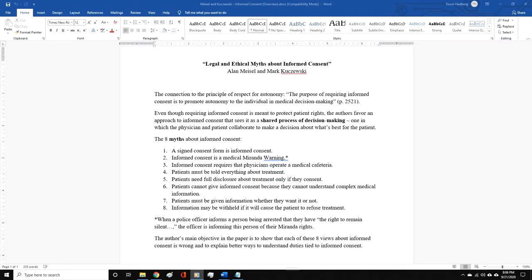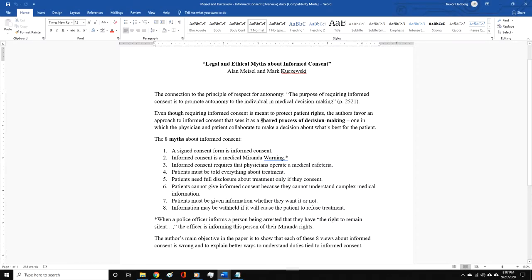So, what is this article about? Well, at its core, it's about the concept of informed consent, which has its roots in the principle of respect for autonomy. Thinking back to the major principles of bioethics, this is the principle that forms the anchor for informed consent. In the author's own words, the purpose of requiring informed consent is to promote autonomy of the individual in medical decision making. It's essentially a safeguard to make sure that when the person is being treated or undergoing some procedure, they have in fact consented to the procedure in question, and that doing that procedure on them does not violate their autonomy in some way.